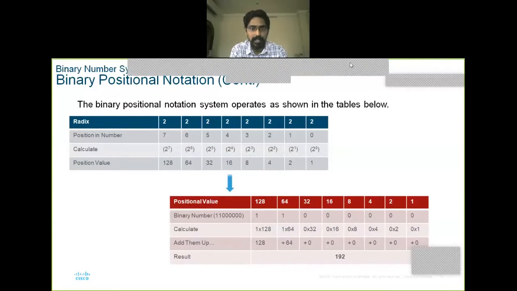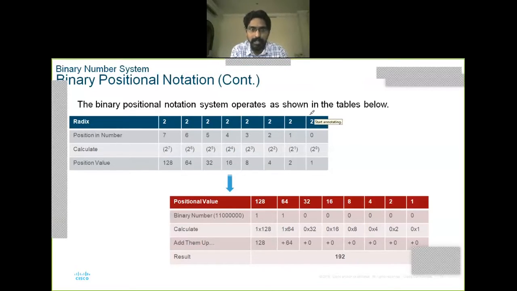For binary notation, the radix value for decimal is 10. Same thing, the radix value for a binary number is 2, because there are only two values, right? For all it is 2. Next, position number. Start with 0, 1, write like this: 2, 3, 4, 5, 6, 7, 8. Position number. Next, value.